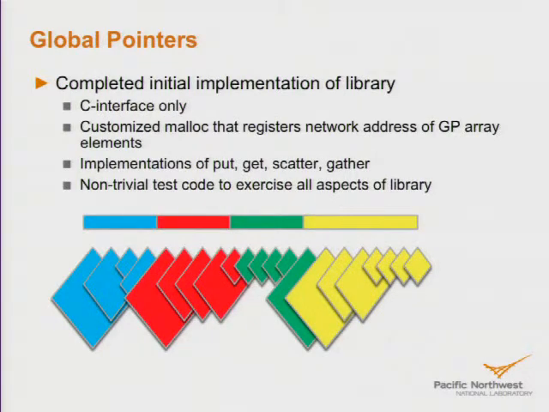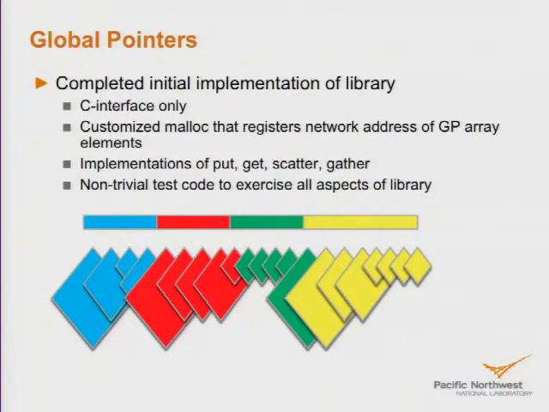Just to say a little bit about global pointers, since we actually do have at least a beta version or an alpha version of this available. So we've got it running with a C interface. We haven't figured out what the Fortran interface ought to look like. Right now, when you create this pointer array, you then have to actually assign objects to each element of the array. So we have a customized malloc that allows you to do that. The reason it's customized is because you have to register the network address of each element.